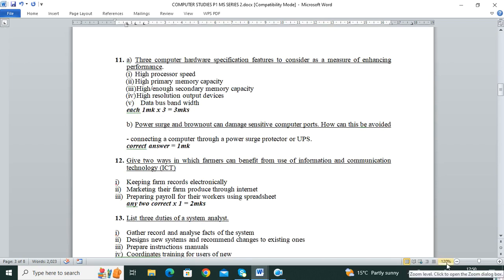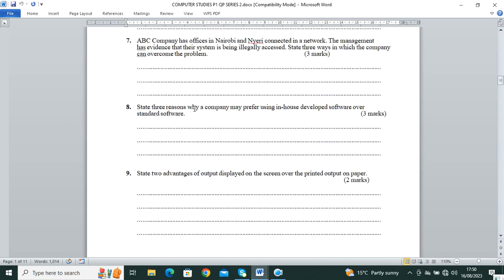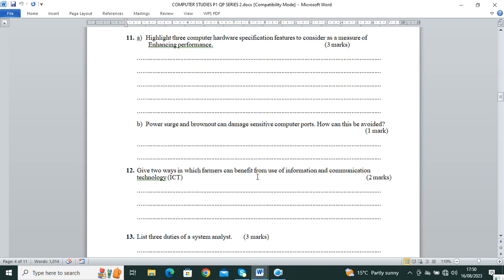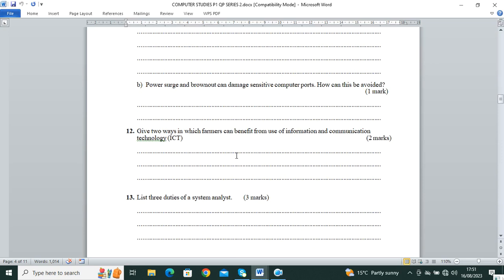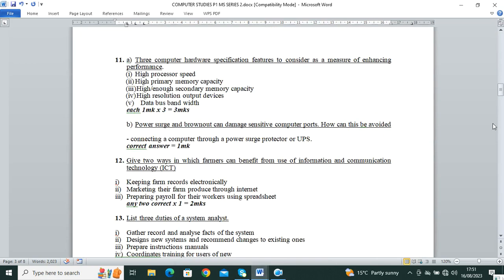Then we have B. What is power surge? Let's just look at how the examiner set that question. That is question number 11. So we are asked, highlight three computer hardware specification. B. Power surge and burnout can damage sensitive computer ports. How can this be avoided? This is a very general and simple question, guys. So the answers are that connecting a computer through a power surge protector or UPS, that is straightforward.